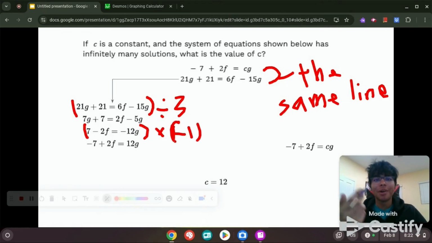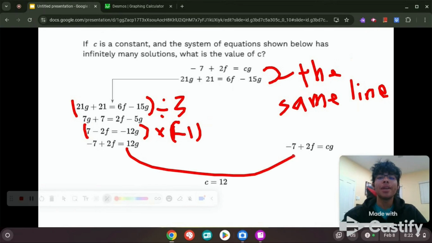Sorry for the writing. I'm on a stylus. It's not the best. And that gives us -7 plus 2f is equal to 12g. And now we can see that we bring this equation from here down below. We have two equations that look almost identical. It's just that over here we have 12 and over here we have c.